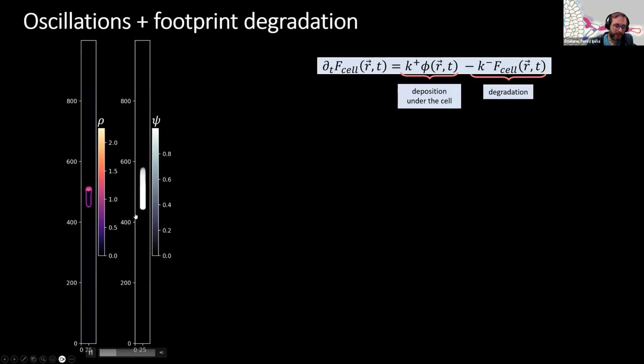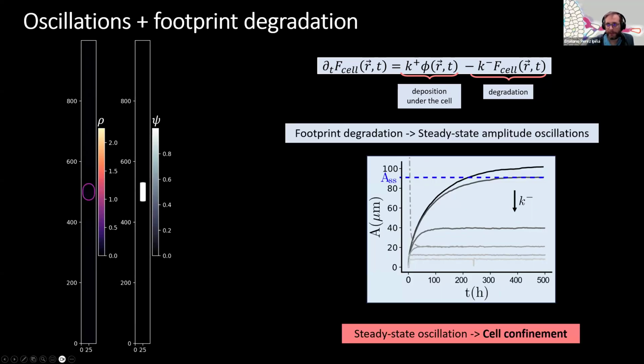And the reason for that is that now, as you can see here on the right, when the cell tries to go back to the previous edge, the footprint got degraded, so there is no longer footprint over there, so it has to rebuild it. That confines how far the cell can go. And so that is what we observe.